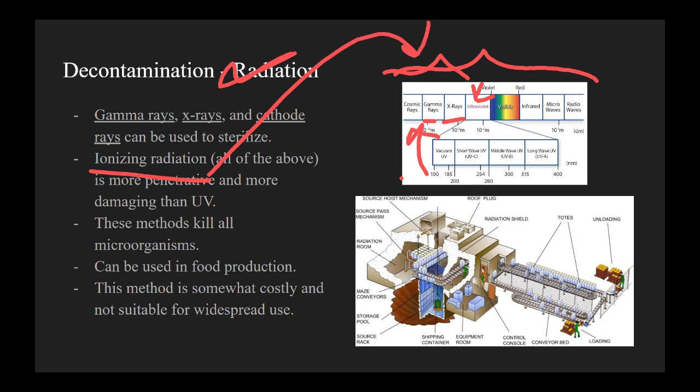And essentially, to go into the physics a little bit, like the wavelength, right? So if UV is like this, then ionizing radiation is even shorter like this, and it basically has a higher energy that is more penetrating and more damaging than UV. Yeah, so these guys will sterilize and kill everything as well. And they can be used in food production, but it's kind of limited because it's a costly method, and it's not really suitable for widespread use.